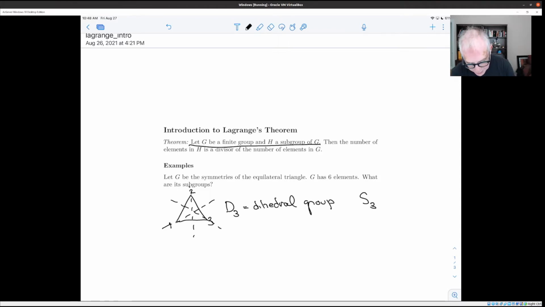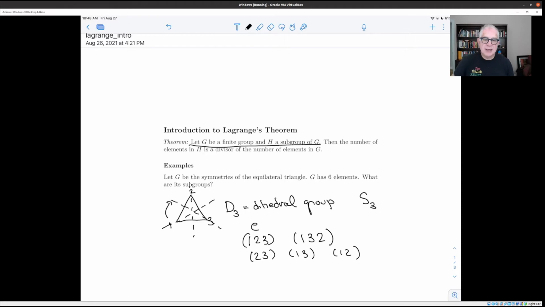Namely, you have the trivial symmetry, then you have the rotations (1 2 3), which takes you this way. And if you do it twice, 1 goes to 3, 3 goes to 2, 2 goes to 1. So I'm using cycle notation here. And then you have the reflections, which hold a vertex constant and flip the other two. So we have (2 3), (1 3), and (1 2), corresponding to the three reflections.